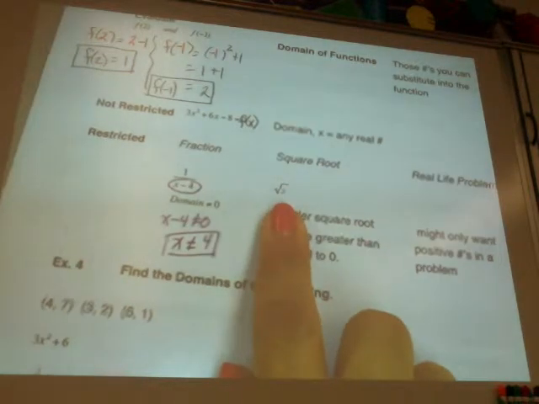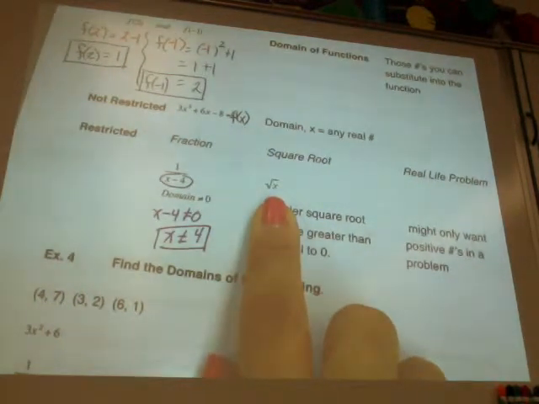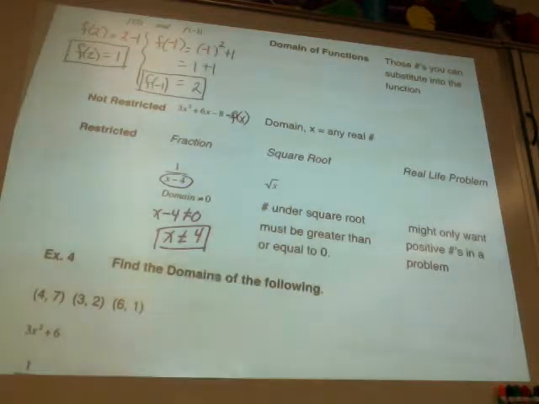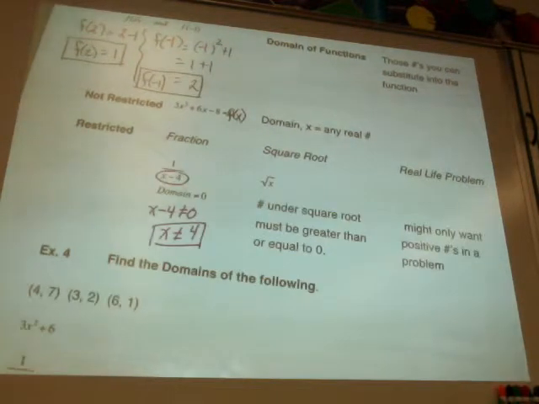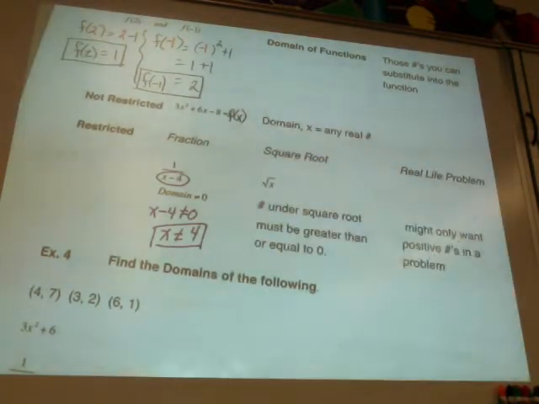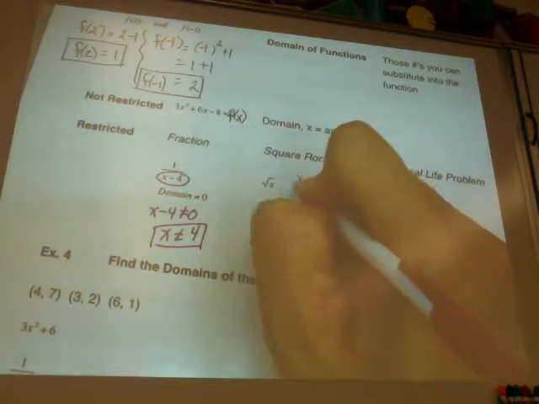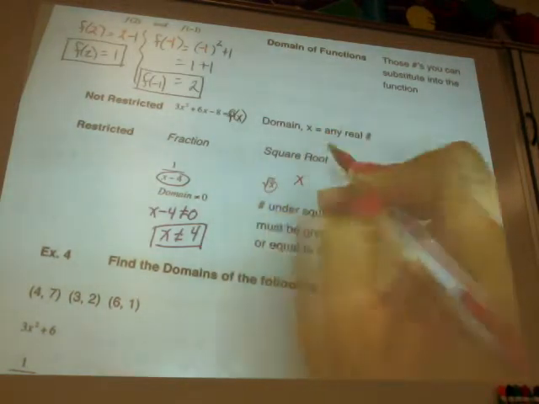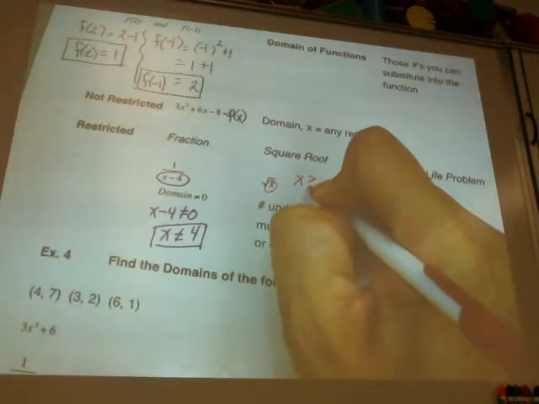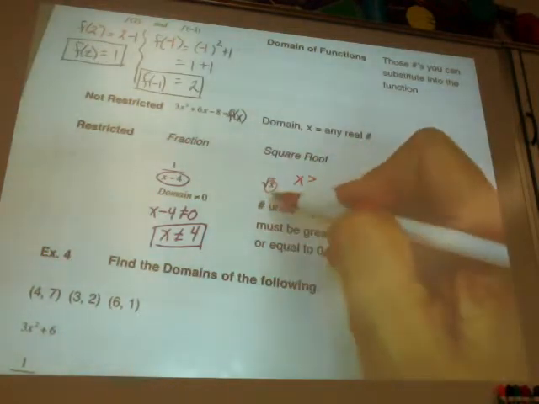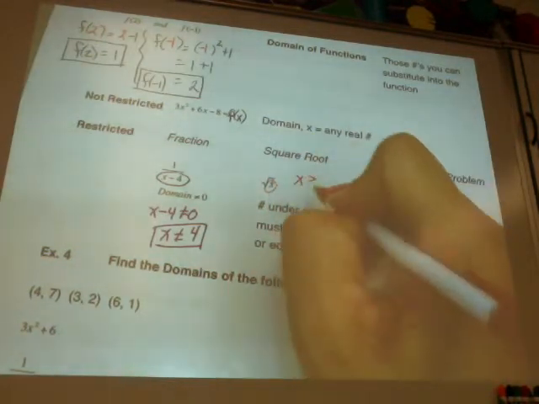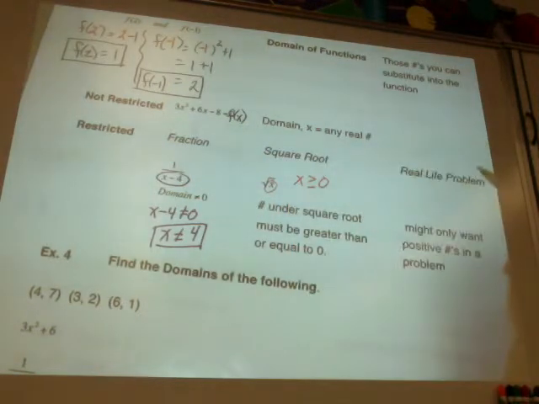This is an easy square root because it's just an x under it. But what value can x not be that would create a problem here? Negative. You can't take the square root of a negative number, right? So only the x, whatever's underneath here, has to be greater than... could it be equal to 0? Could I take the square root of 0? Yeah. So it's greater than or equal to 0.